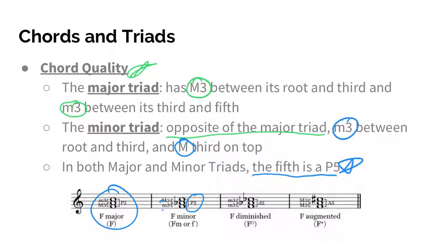At the bottom here, I also show the F diminished chord and the F augmented chord. So a diminished chord is a stack of two minor thirds, an augmented chord is a stack of two major thirds. So a diminished chord is a minor triad with a lowered fifth scale degree, so a diminished fifth on it. And then the augmented chord is a major triad with an augmented fifth at the top.